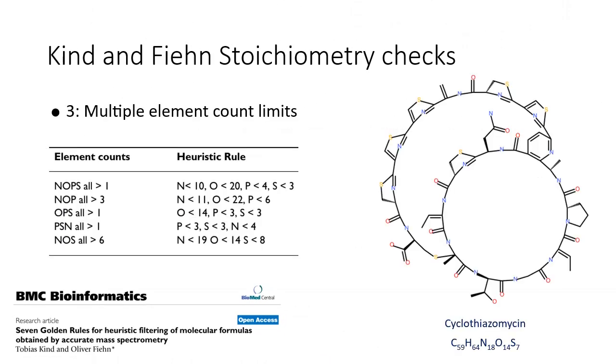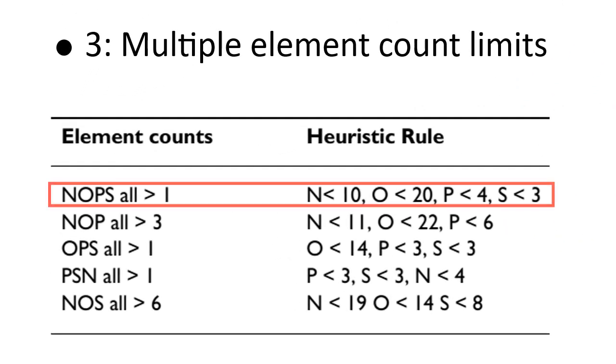For their final rule, Kind and Fiehn looked at the possible stoichiometric ranges for compounds containing multiple heteroatoms at the same time. So, for example, they found that if a molecule contains more than one nitrogen, oxygen, phosphorus, and sulfur atom, then you would expect it to contain fewer than 10 nitrogens, fewer than 20 oxygens, fewer than 4 phosphorus atoms, and fewer than 3 sulfurs. And any formula that exceeds those rules should either be discarded or at least flagged for specific attention.